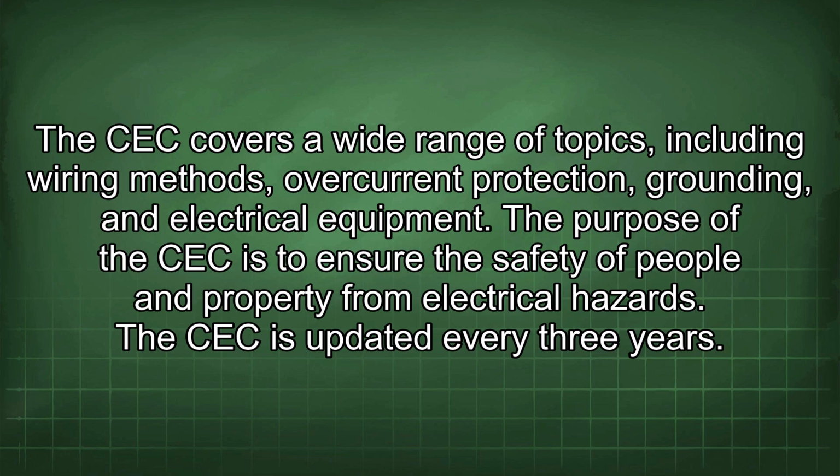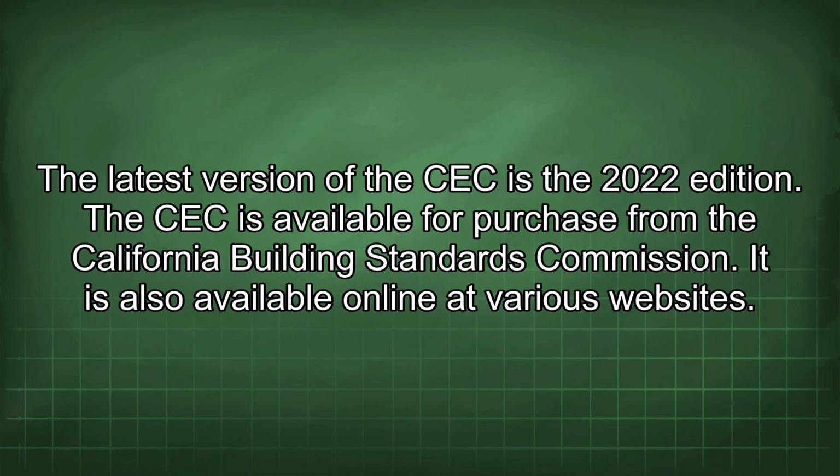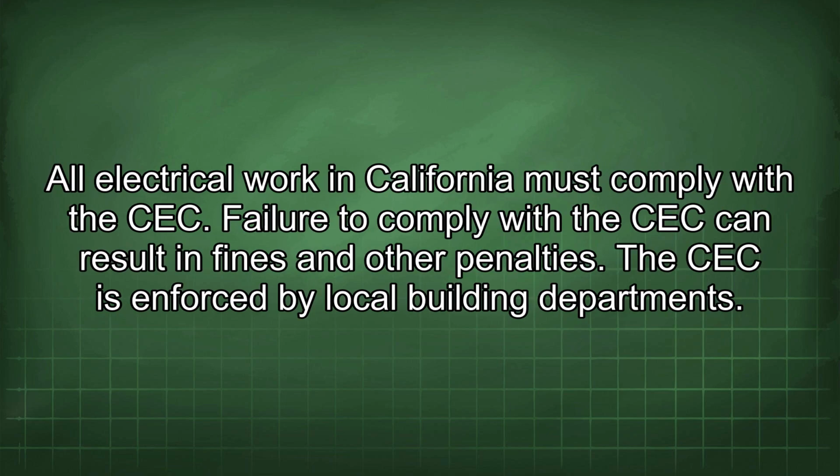The CEC is updated every 3 years. The latest version of the CEC is the 2022 edition. The CEC is available for purchase from the California Building Standards Commission. It is also available online at various websites. All electrical work in California must comply with the CEC. Failure to comply with the CEC can result in fines and other penalties.